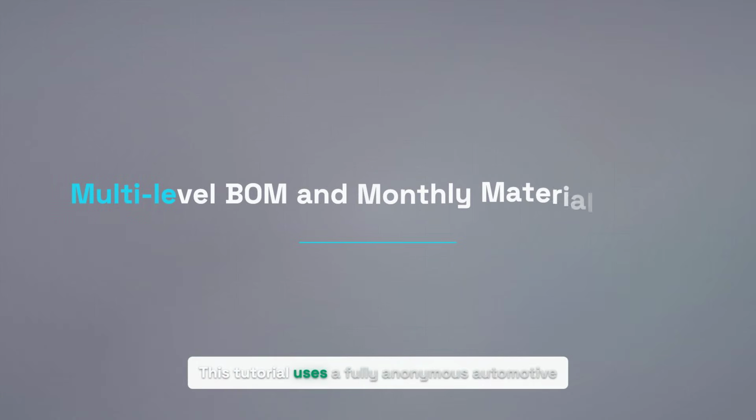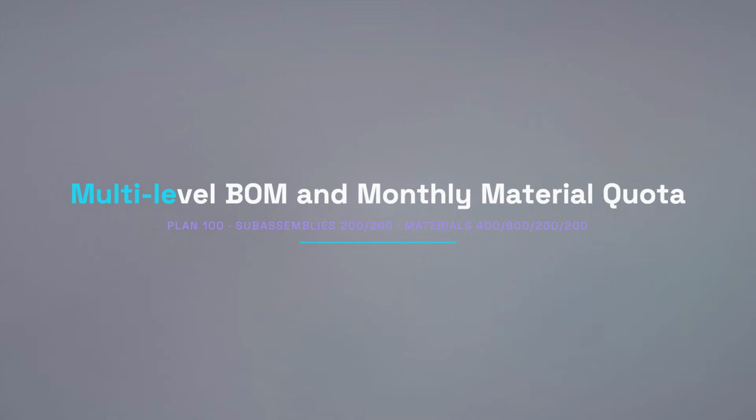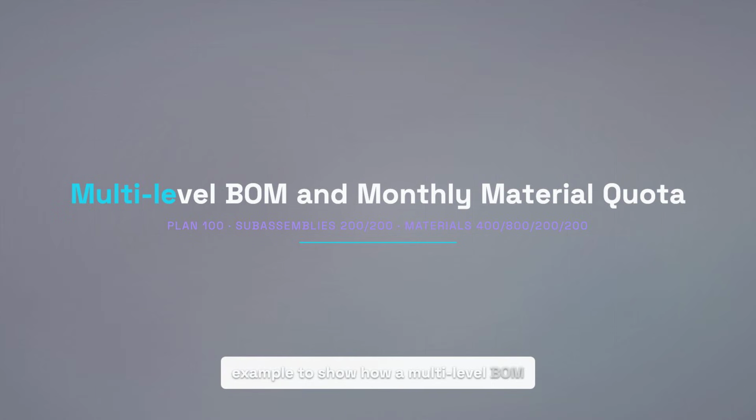This tutorial uses a fully anonymous automotive example to show how a multi-level BOM in ERPNext becomes a verifiable monthly material quota. We do not enter a customer production system, and we do not present a custom report as an out-of-the-box feature. The target is specific. Plan 100 steering assemblies for the month, then verify every sub-assembly and raw material quantity.